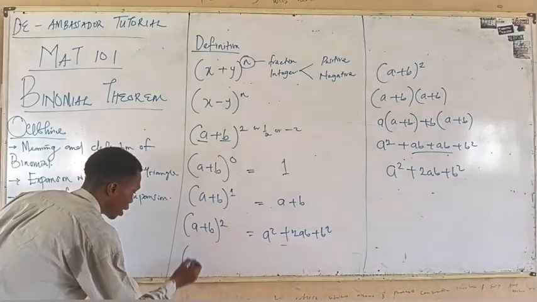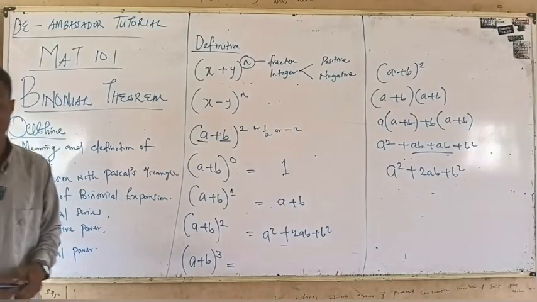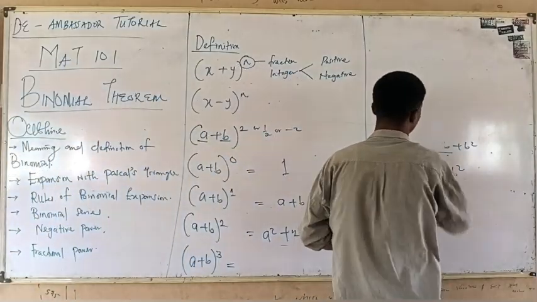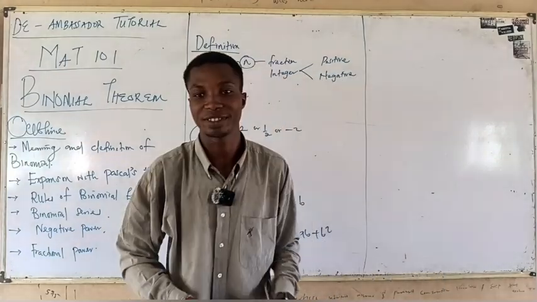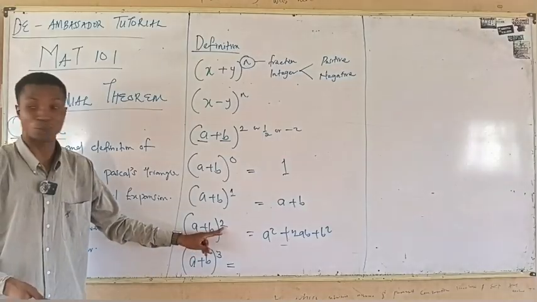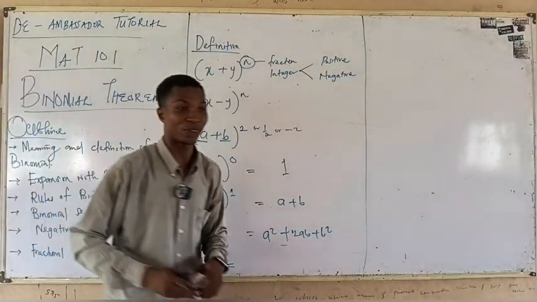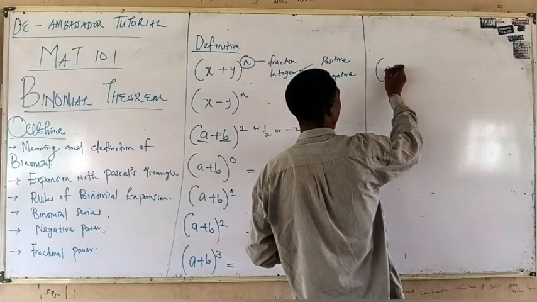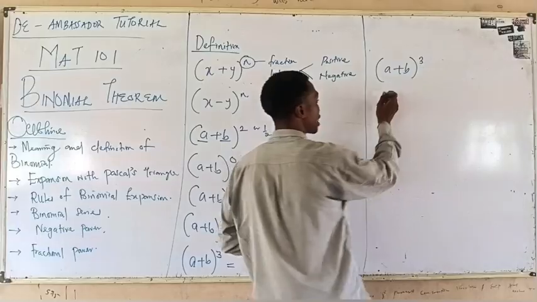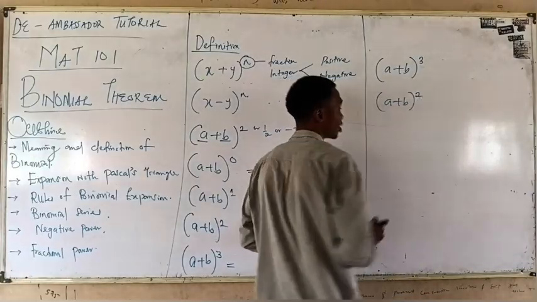What if I'm given a plus b in the power of 3? How can I expand it? How can I expand that one? You already had the value of what? A plus b all squared. Okay, let me try to explain what I'm trying to say. You know we have a plus b. I want to expand this, and I've already expanded a plus b all squared, isn't it?